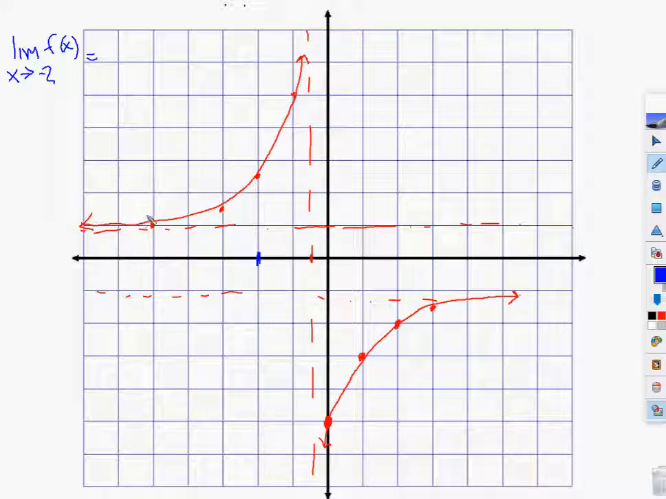If I check the left-hand side, I move my eyeball, my pencil, whatever, and I get close to x equals negative 2, not y equals negative 2. I get close to x equals negative 2, which is right here. And look what my function is: about 2.5. If I do it from the right-hand side, it's the same thing. I get this. And it's very important that x gets close to negative 2, not exactly negative 2.